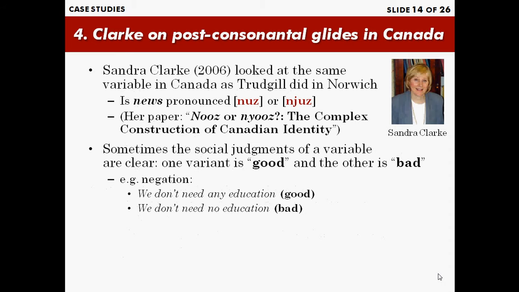So some context. Social judgments of a variable sometimes are pretty clear in that one variant is considered good and the other is considered bad. So if you think about negation in English, there's a pretty clear social judgment that "we don't need any education" is the good way to say it. "We don't need no education" with negative concord, that's the bad way to say it. Right? Most people are aware of this judgment, and it's kind of black and white, and that's just it.